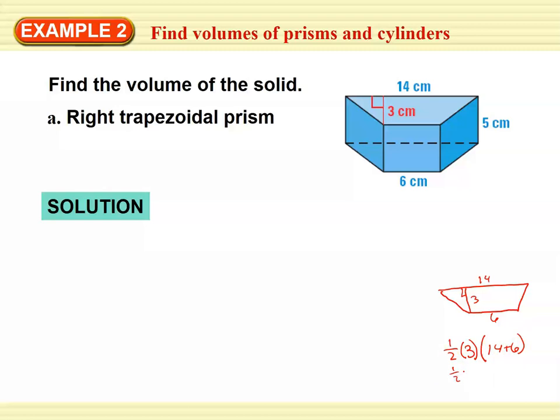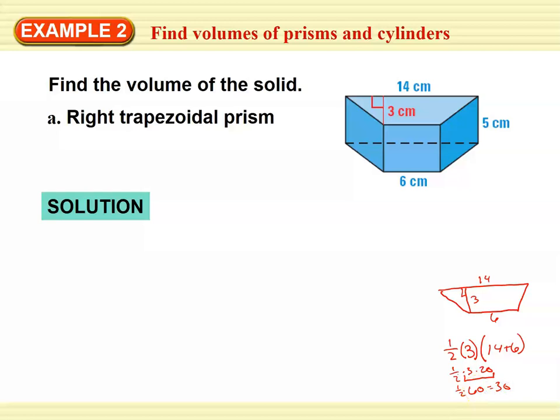So you've got half of 3 times 20. And you can do this in any order, just as long as we multiply. But when we multiply 3 things together, we just do 2 at a time. We're not adding these things, so I don't distribute the 1/2. I just pick 2 numbers, multiply them together, and then multiply the third one. So I'm going to do the 3 and the 20, which gives me 60. And then half of 60 equals 30. So the area of my base is 30.